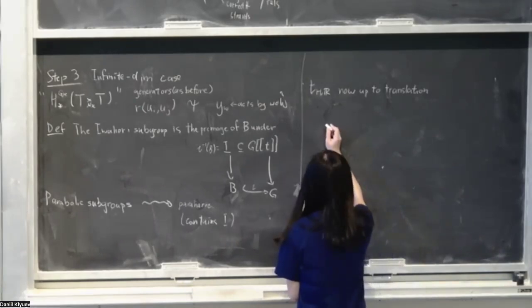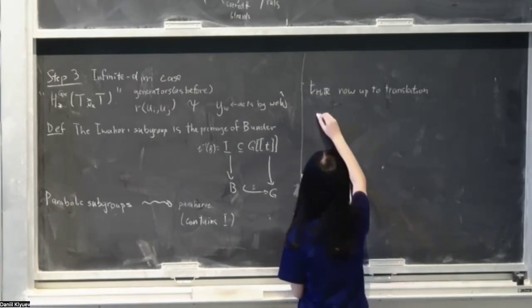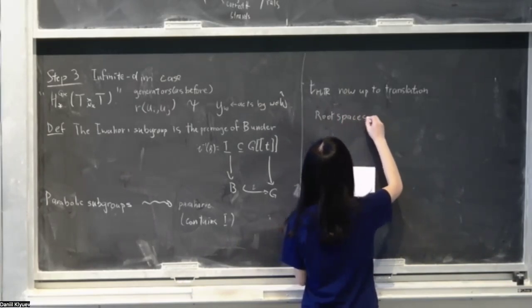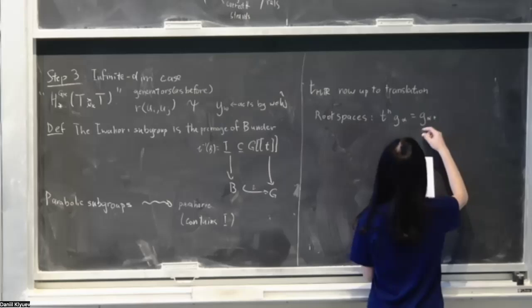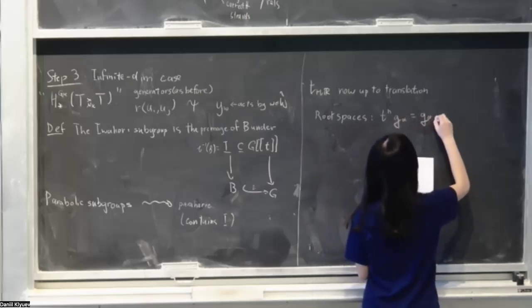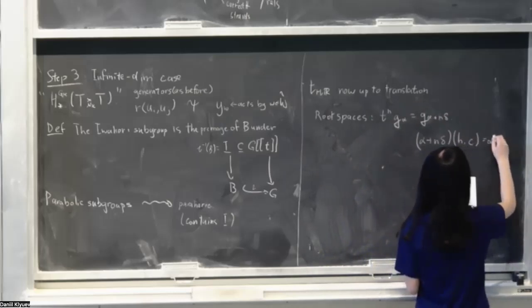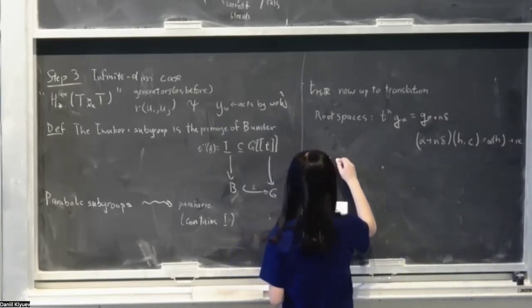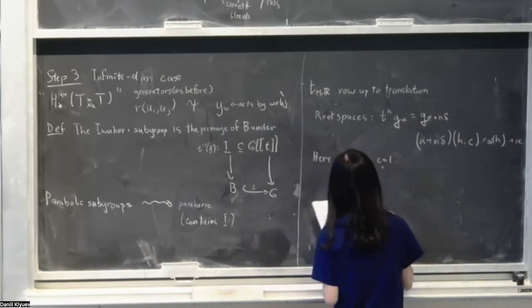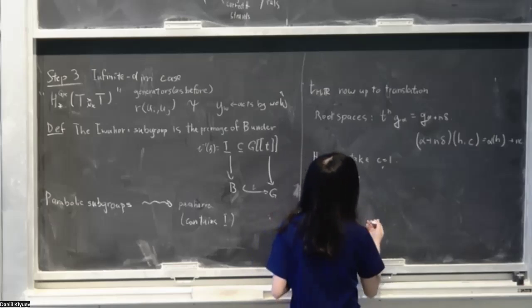All right, so now we're considering the torus up to translation. So our root spaces are of the form here, where alpha acts by itself and then n just acts by translation. Here we take C equals 1, and we use C twice.